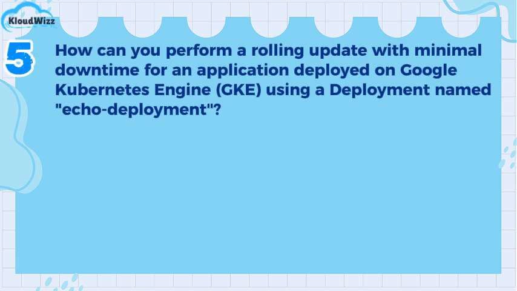Question number 5. How can you perform a rolling update with minimal downtime for an application deployed on Google Kubernetes Engine, GKE, using a deployment named Echo Deployment?